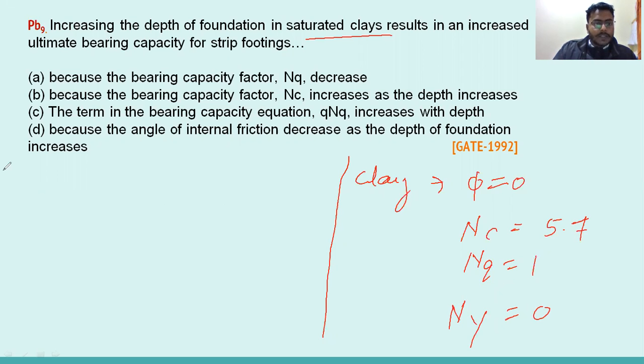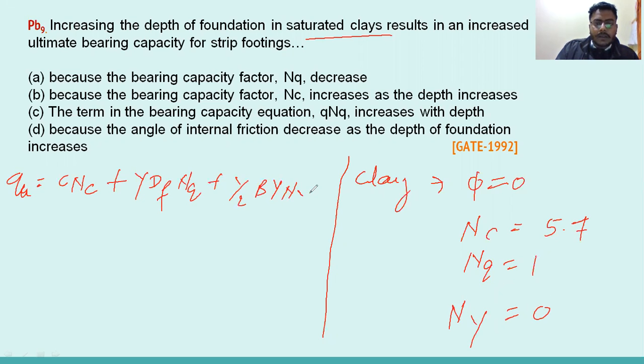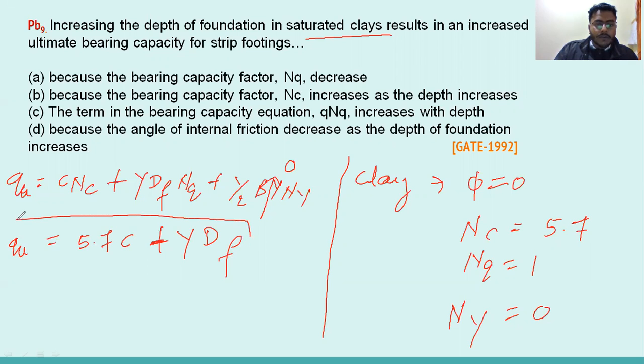And here we are talking about the ultimate bearing capacity. So let's calculate the ultimate bearing capacity QU: C NC plus gamma DF NQ plus gamma B N gamma. By putting N gamma equal to 0, this term will be 0, and NQ is equal to 1. So we can write QU is equal to 5.7 C plus gamma DF. See, the question mentions ultimate bearing capacity, right? So the ultimate capacity is this.